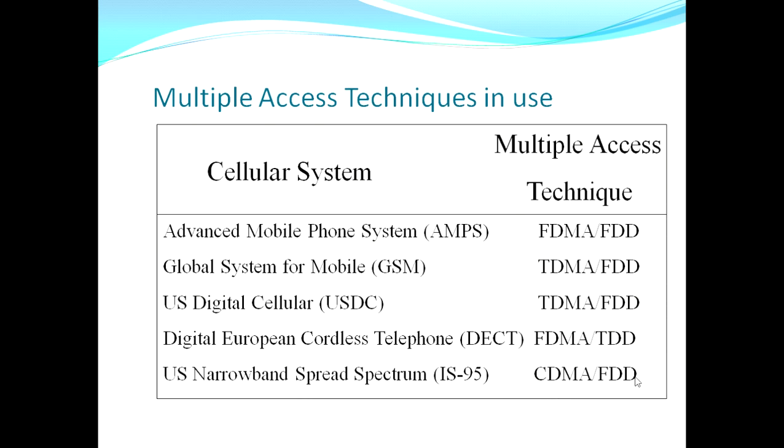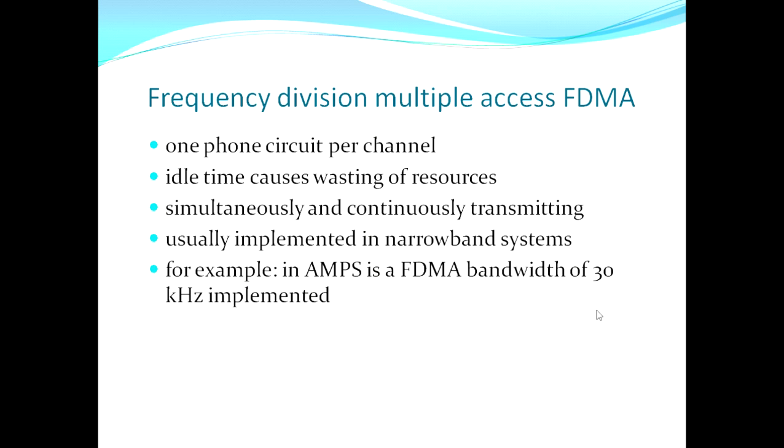It uses CDMA FDD, that is this one. Similarly, USDC, that is United States Digital Cellular, uses a TDMA FDD concept. And now the frequency division multiple access technique. What is FDMA? One phone circuit per channel. It is an ideal term because of wasting of resources, simultaneously and continuously transmitting, and usually implemented in narrowband systems, right?